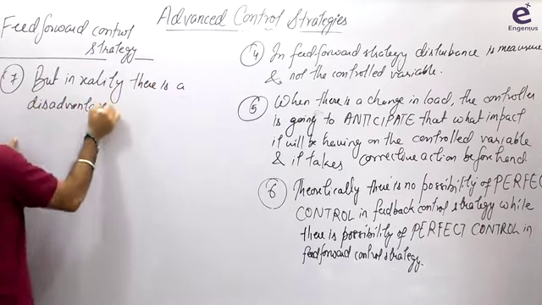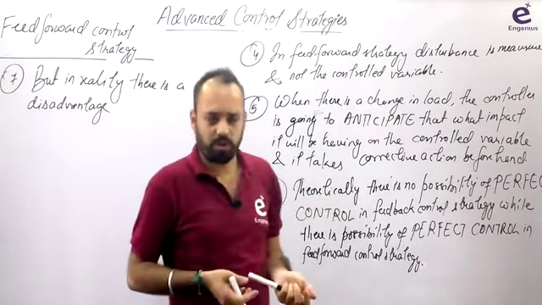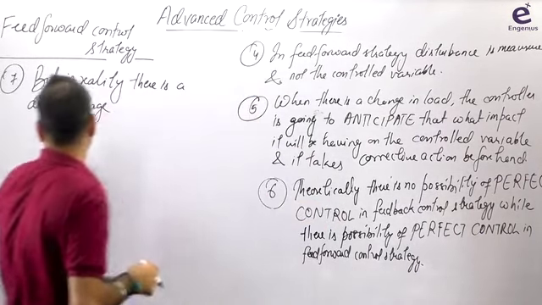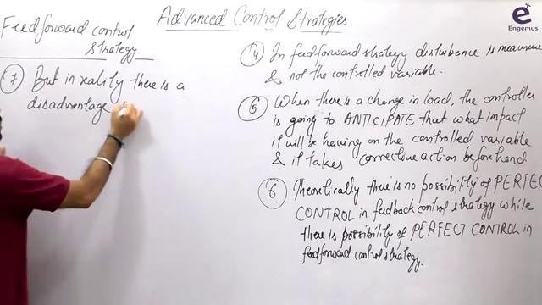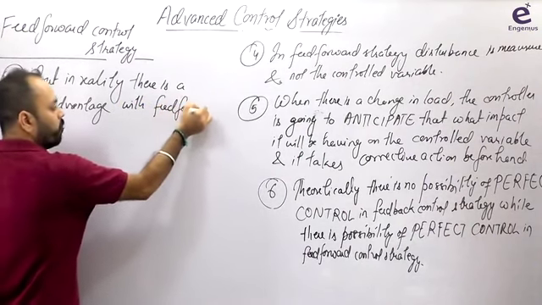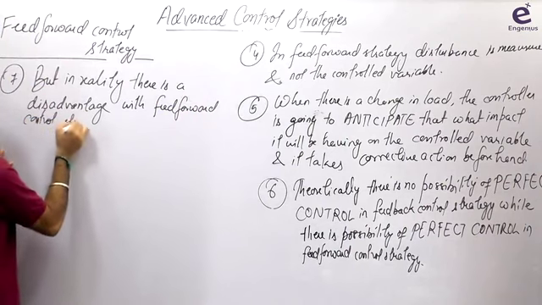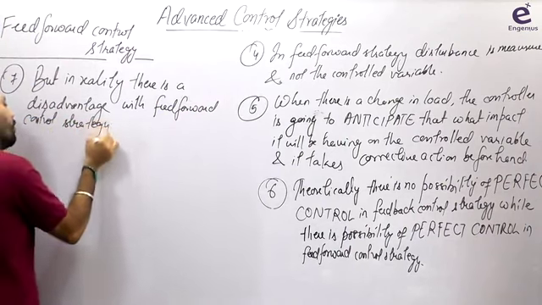आप बोलोगे सर डिसएडवांटेज क्या होता है? अगर आप किसी चीज के बिगड़ने से पहले ही एक्शन ले लो तो ऑफ कोर्स इट इज ऑलवेज गुड. यस, इट इज गुड, बट देयर इज अ प्रॉब्लम, देयर इज अ डिसएडवांटेज विद फीड फॉरवर्ड कंट्रोल स्ट्रेटजी. क्या डिसएडवांटेज हो सकता है? देखो, डिसएडवांटेज देखो क्या है.